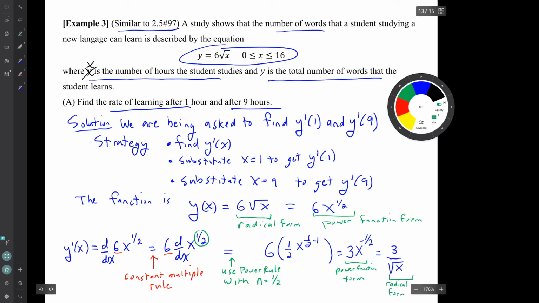The original function was given to us in radical form. We put it into power function form because that's the form we need it to be in to find the derivative. Now remember the strategy. The strategy was to find y prime and then substitute x equals 1 to get y prime parentheses 1, and substitute x equals 9 to get y prime parentheses 9.